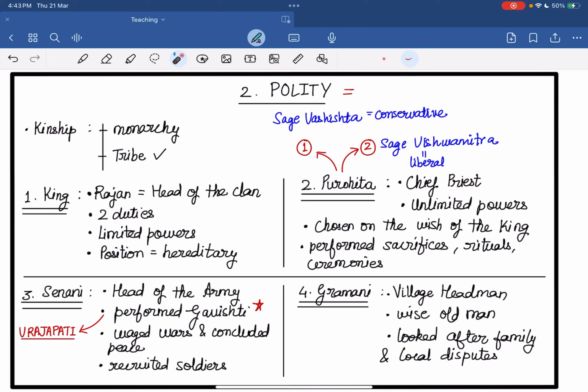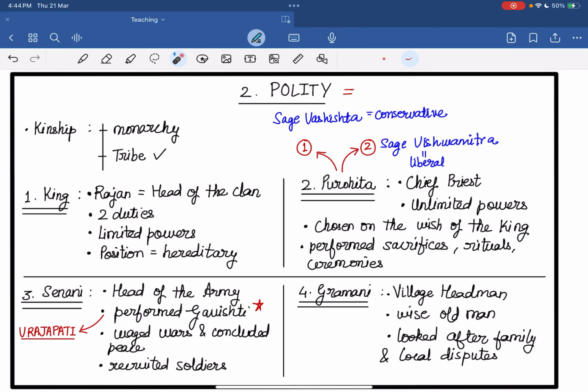Correct? We'll learn about Gayatri Mantra furthermore. But when we talk about Purohits, sages, they practiced unlimited powers. See, there's a dichotomy. The kings practiced limited powers, but the Purohit or sage practiced unlimited power. But there's again a confusion here. The Purohit was chosen on the wish of the king. The Purohit had unlimited powers, the king had limited powers. But it is the king who is going to choose the Purohit.